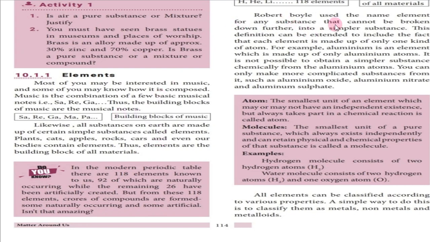The name element was used by Robert Boyle. So who used this name? Robert Boyle. If you have the book, please underline it. It is given on page number 114. Otherwise you should take note and write it down. Robert Boyle used the name element for any substance that cannot be broken down further.